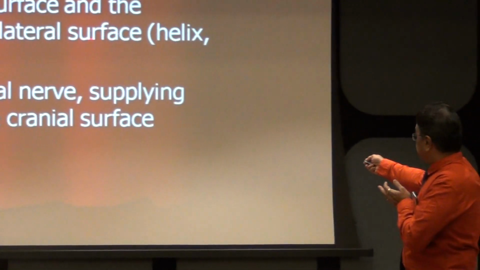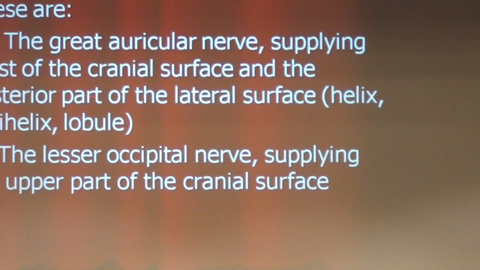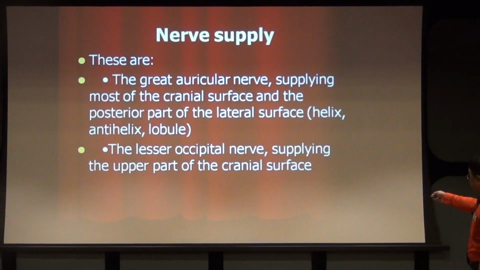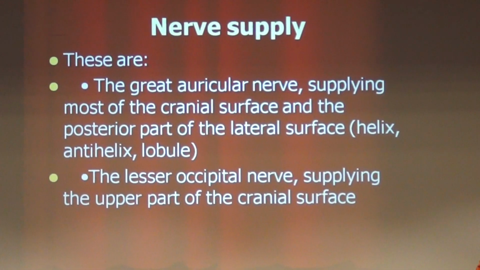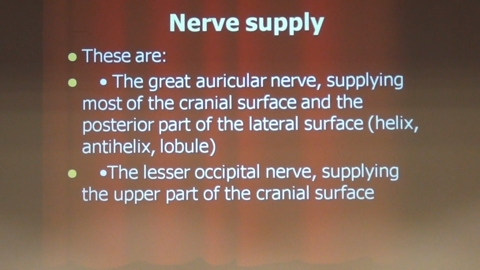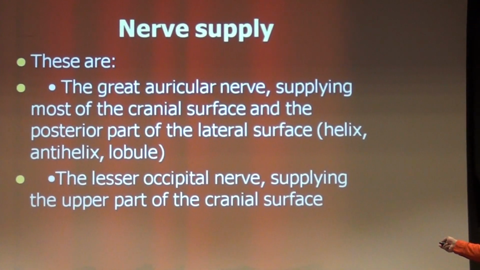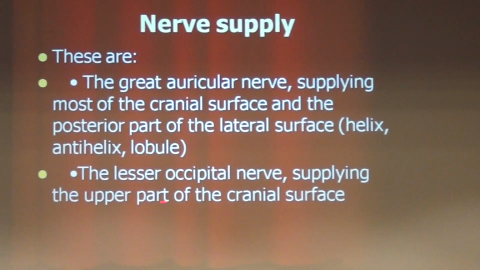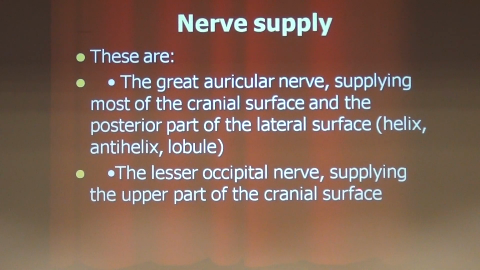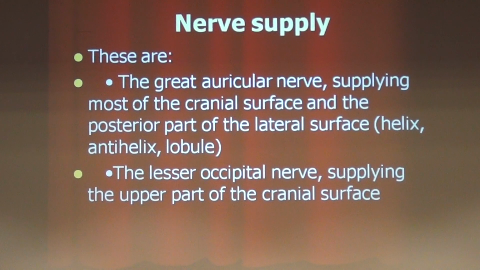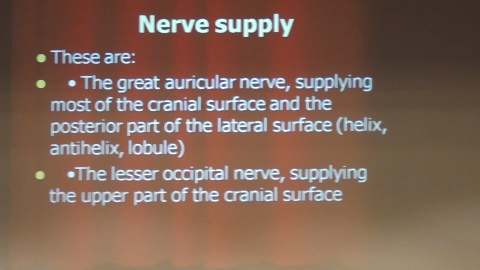The great auricular nerve also supplies the posterior part of the lateral surface, that is the helix, antihelix and lobule. Only the lower part is supplied by the great auricular nerve. The lesser occipital nerve supplies the upper part of the cranial surface.